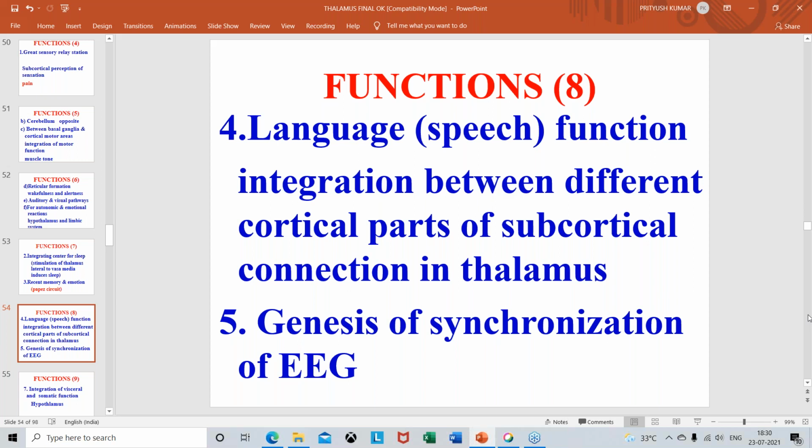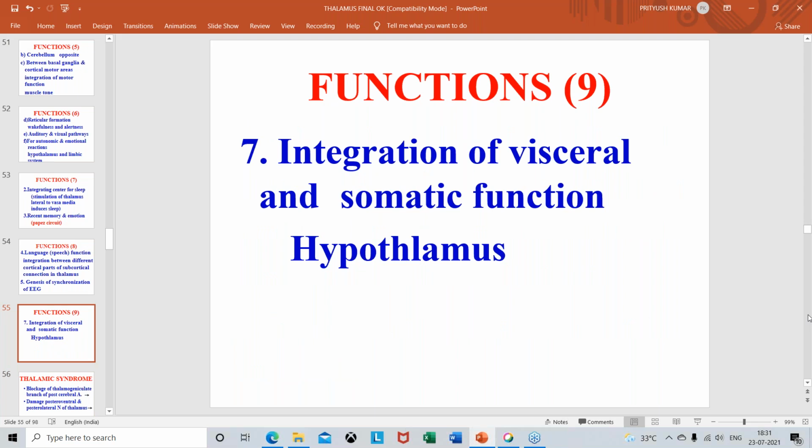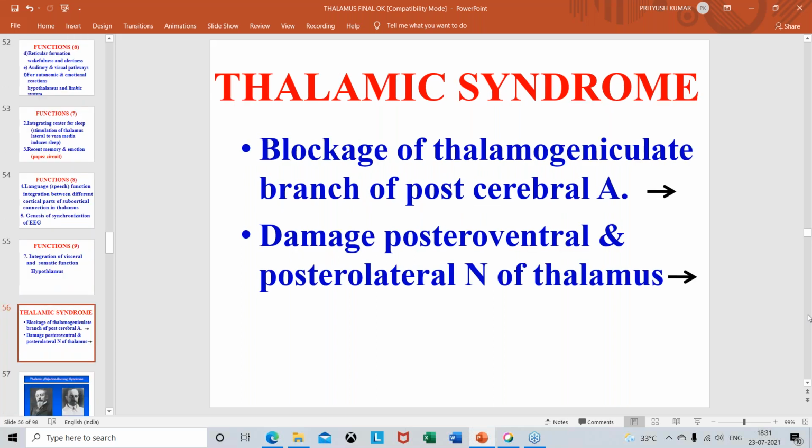It integrates the different cortical parts with the subcortical connections in the thalamus. The thalamus is also important for the genesis of synchronization of the EEG. It is also important for the integration of visceral and somatic function, as it is connected with the hypothalamus. So till now we have discussed the various thalamic nuclei.